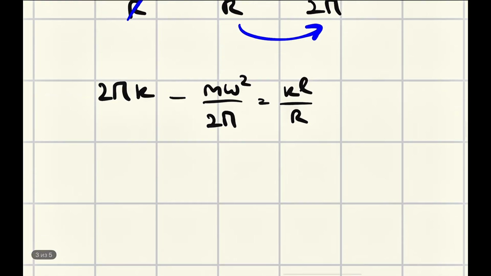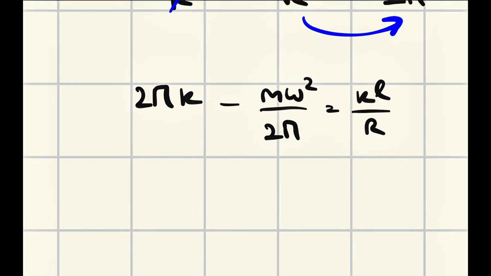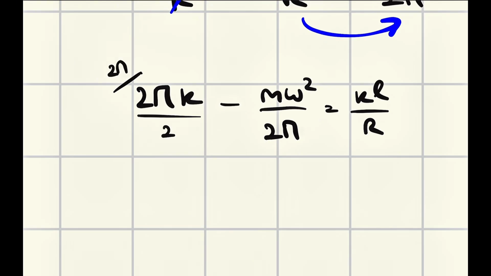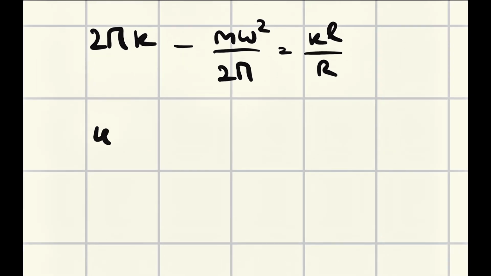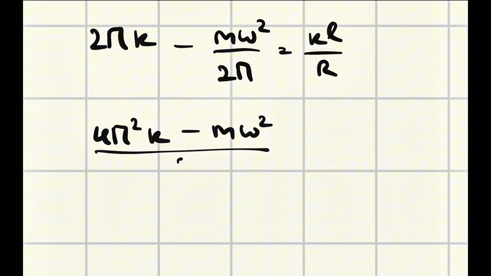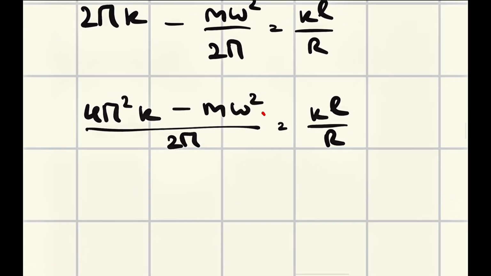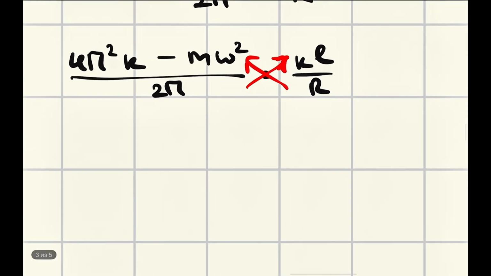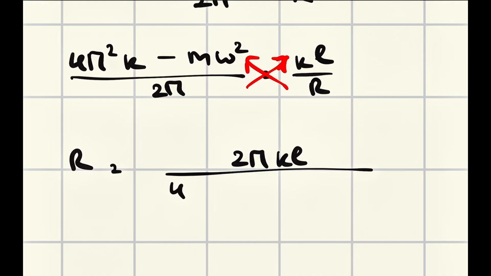Okay, good. If I make it a common factor, if I multiply it by 2 pi, and at the bottom it will also be 2 pi, it would be something like this: 4 pi squared k minus m omega squared divided by 2 pi equals kl divided by r. And also right now I can make this kind of a thing. Yeah, I can multiply it and change places. It's gotta be just radius equals 2 pi times kl, it would be 2 pi kl, and at the bottom I will have 4 pi squared k minus m omega squared.